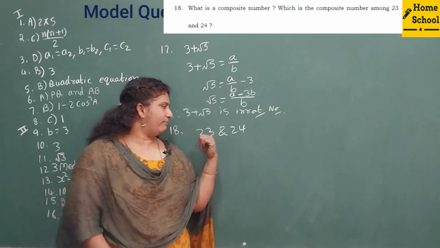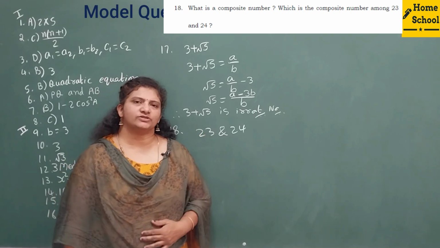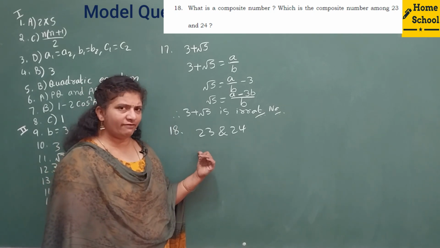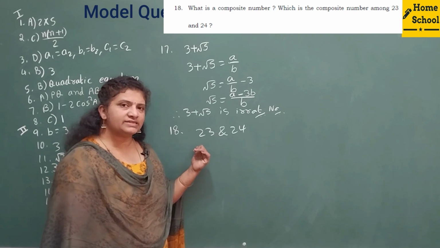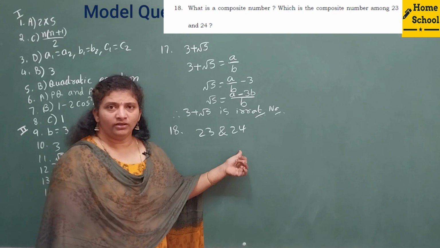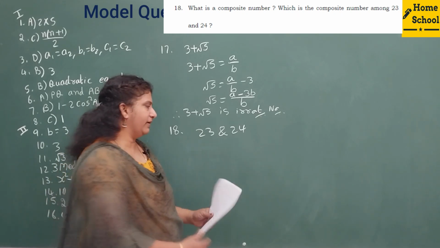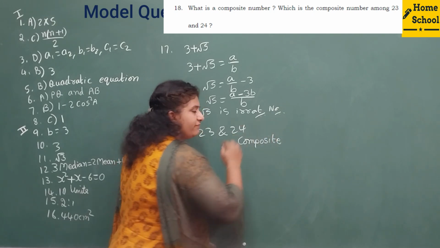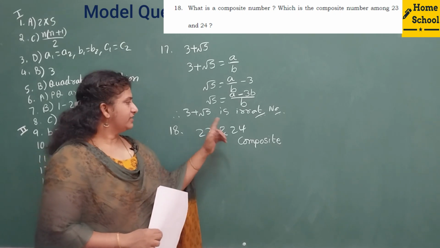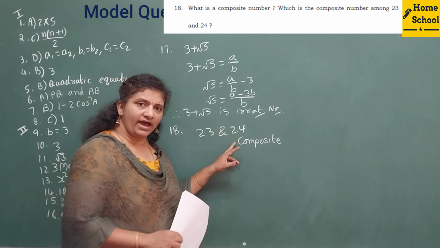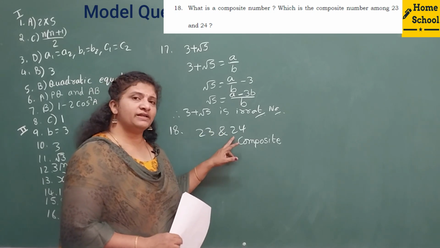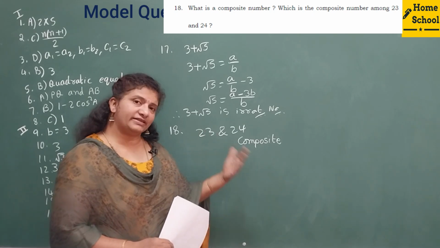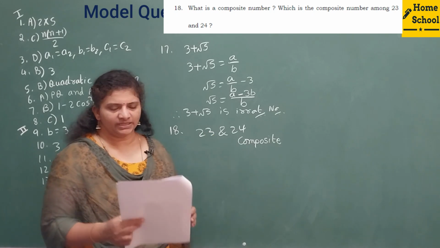Right? So these are composite numbers. Now among the two numbers 23 and 24, which is a composite number? Observe 23, does it have any other factors other than 1 and 23? No. So this number is a prime number. 24, yes, this is a composite number. Why is it a composite number? Because it has factors more than 1 and itself. So 24 is divisible by 1, 2 and 3 and 4, 12, like this. More than 1 and itself factors you have. Therefore, it is a composite number.